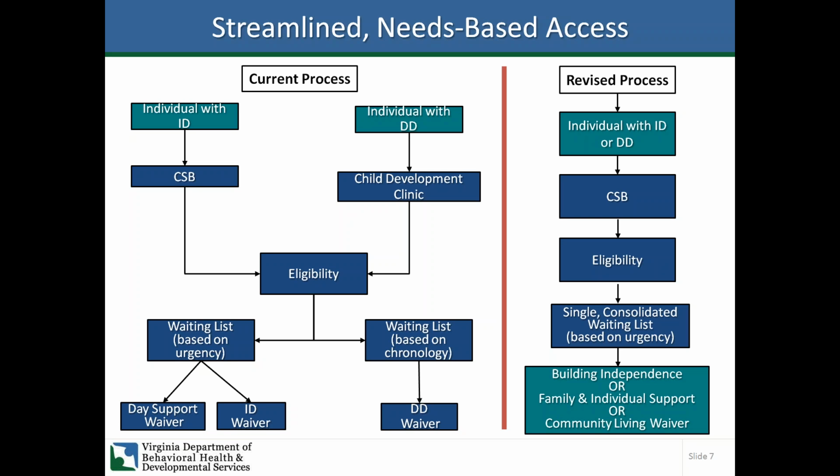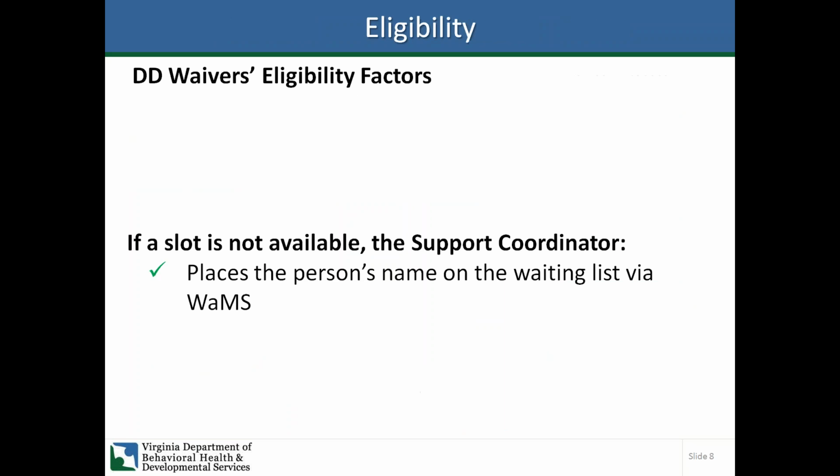In the revised process, regardless of diagnosis, the screening will be conducted through the Community Services Board, who will determine eligibility. The person will be placed on a single consolidated waiting list that is based on urgency of need, and the individual will have access to services in one of the 3 waivers, depending on their needs.